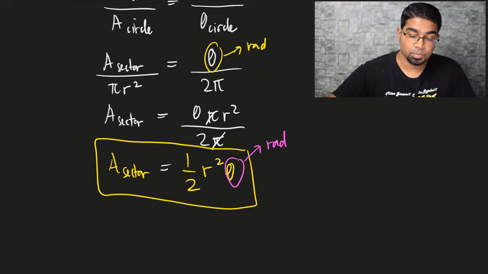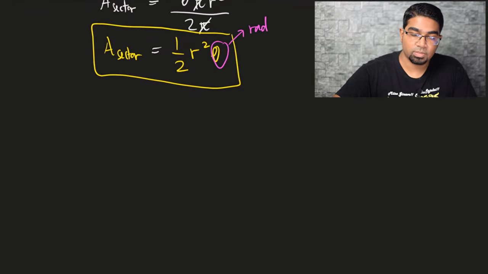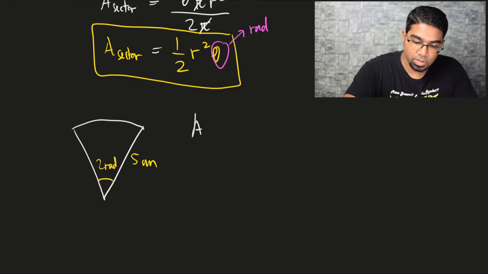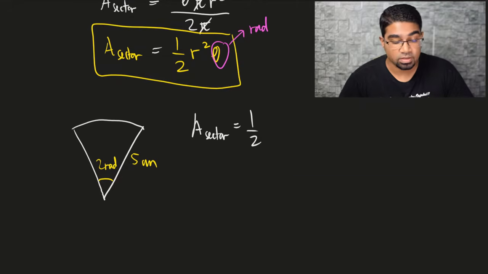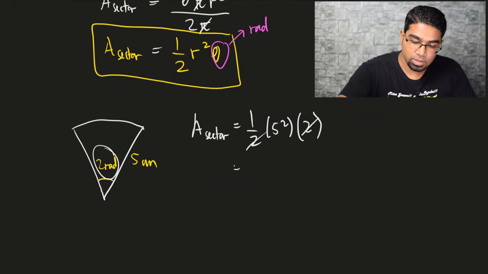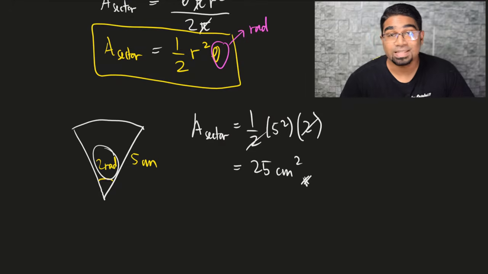Now let's look at the example. Let's take the same sector as just now. So let's start with radians: 2 radians and 5 centimeters. So we just apply the area formula. Area of sector equals 1 over 2. Now the radius is 5, so 5 square, and theta here is 2 radians, so times 2. What we will get is 25 centimeters squared. So this is the area of a sector.